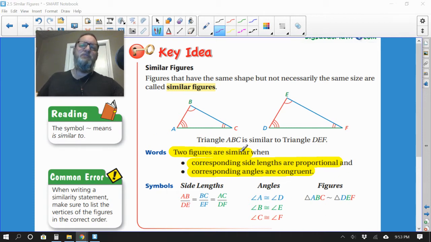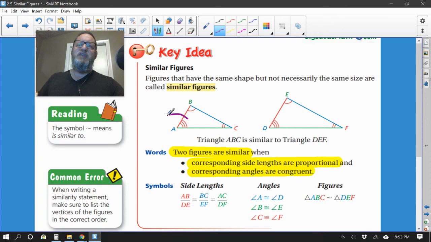You know you've got two similar figures when the corresponding side lengths are proportional, kind of like we were doing with those fractions on the previous slide, and the corresponding angles are congruent. That means they have to be the same exact measure. So see, the one little arc here matches the one little arc here, 2 arcs, 2 arcs, 3 arcs, 3 arcs. Those are symbols indicating that the corresponding angles are congruent. So when you have 3 marks here and 3 marks here, that means this angle and this angle are the same. So we have congruent angles, but then you have to work out, are your sides also proportional like we were doing on the previous slide?